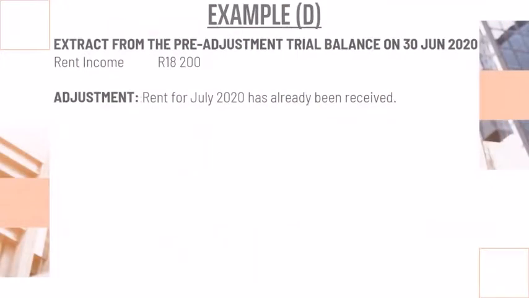Okay, so the extract from the pre-adjustment trial balance on 30 June 2020. So now we just switched our financial year to start on the 1st of July and end on the 30th of June. It shows rent income of 18,200 Rand. Now remember, the pre-adjustment value is always the value that we have actually received. Let's look at what the adjustment says. It says that rent for July 2020 has already been received.